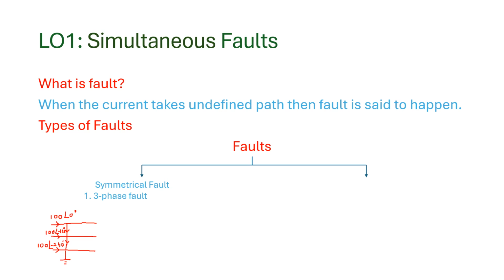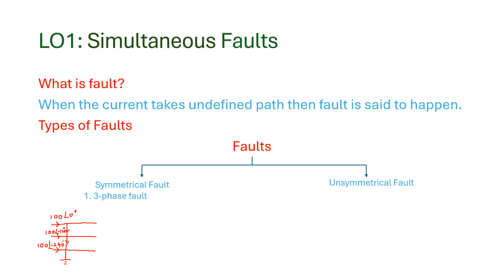Then we can see that the magnitude of the current remains the same, and there is a phase shift of 120 degrees between the currents, or even maybe the voltages. Then this fault is called balanced fault. The system remains balanced. So how to deal with this analysis? This can be dealt with on a single phase basis. So that we have already learned in this chapter.